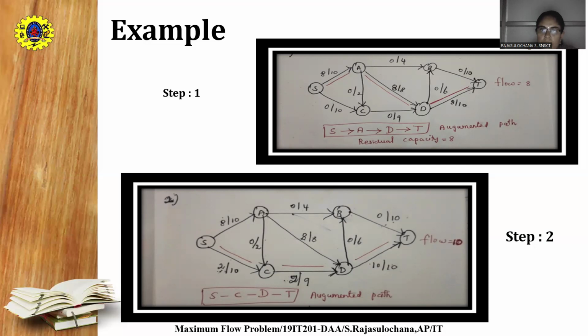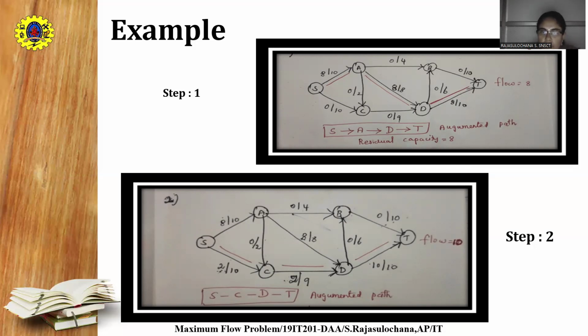So from S to C, the initial flow was 0. So 0 plus 2 is equal to 2. From C to D, initial flow was 0. Again 0 plus 2 is 2. From D to T, initial flow was 8. So 8 plus current residual capacity, which is 2. So 8 plus 2 is equal to 10.